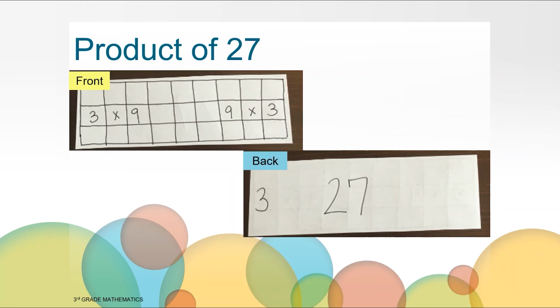For the product of 27, there are 2 arrays. You only needed to create the array 3 by 9 or 9 by 3. But there is also an array of 1 by 27 and 27 by 1. Your array should look similar to the one shown here, the 3 by 9 or 9 by 3.